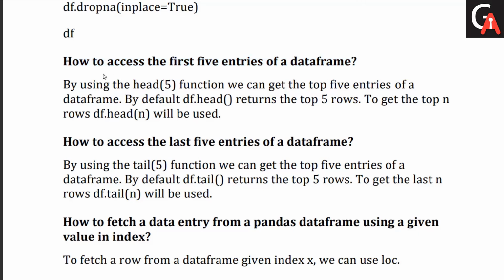Okay, so to access the first 5 entries from the data frame, we will use the head method and specify the n value. If you need 5, you can just specify 5; if you need 10, you will get 10; if you need 20, you will get 20. But if you haven't specified anything, then it will default back to 5 only.